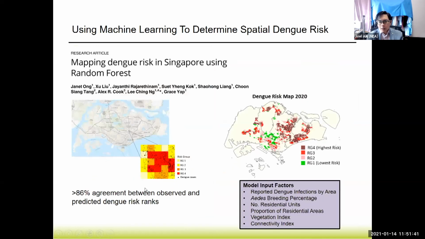Now, other than doing the forecast, we also plan ahead of time what are some of the dengue risk areas of concern that we would allocate scarce resources to. So using machine learning and the data gained from our surveillance program, we're able to classify different areas in Singapore according to the risk areas. So the darker areas represent those with higher risk, and the green areas represent those with lowest risk. And through this machine learning, we were able to determine an 86% agreement between what we observed in terms of the dengue burden and the predicted dengue risk ranks.